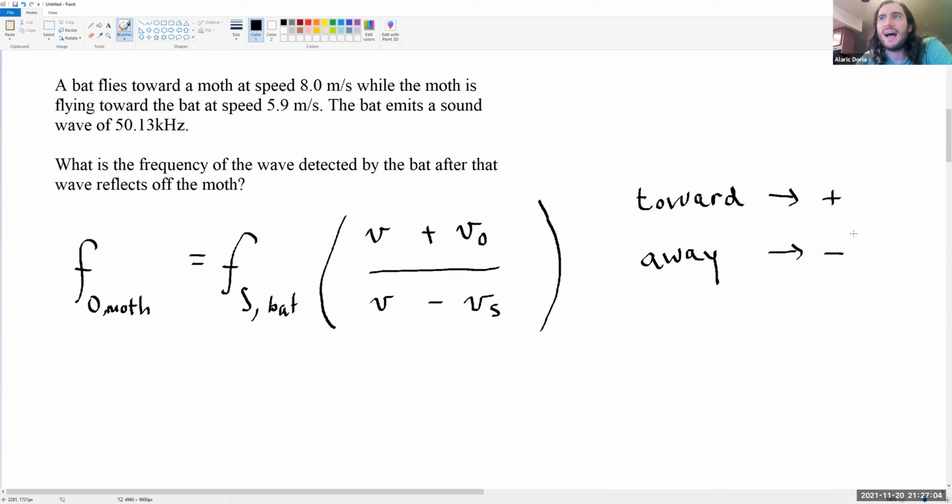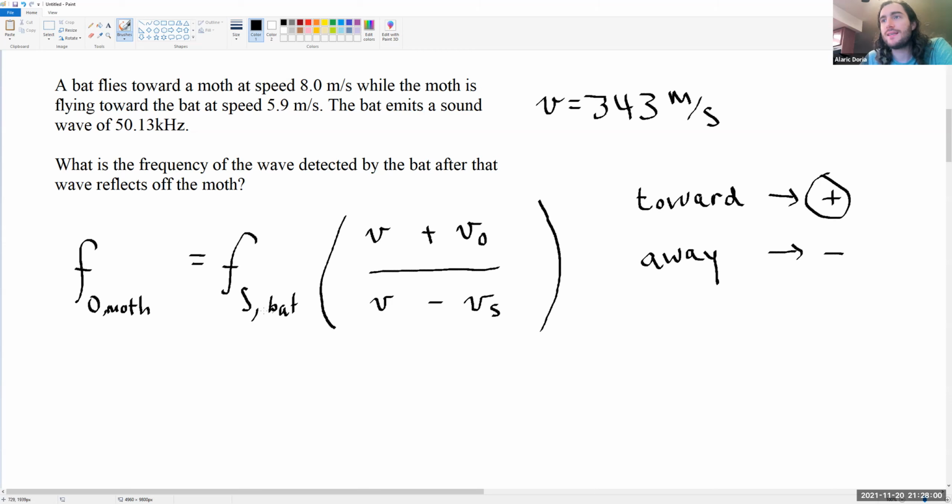In this case, both the bat and the moth are moving towards one another, so we always plug in a positive sign. The speed of sound can always be taken to be 343 meters per second when it's not given to you, or you're not being asked to calculate it based on the temperature. At 20 degrees Celsius, it's always 343 meters per second. If a question says the ambient temperature is 15 degrees Celsius, then they're expecting you to calculate the speed of sound.